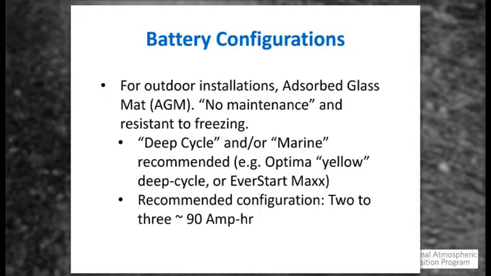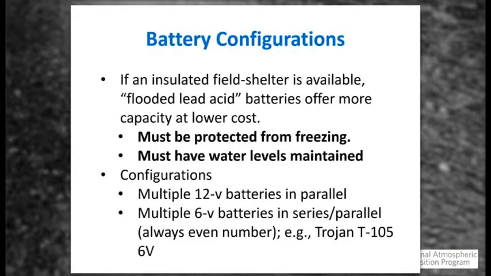Battery configurations. If you're solely outdoors, if you don't have any kind of field shelter, we do recommend the absorbed glass mat, AGM. That will be most of you. They are billed as no maintenance. That's not strictly true, but they are resistant to freezing. We recommend deep cycle, also called marine, batteries. There's the Optima Yellow series, which is kind of the upper end of costs. Those tend to be $200 to $300 apiece. Or EverStart Max, which are commonly available at Walmart. Those are maybe $75 to $100 US each. We would recommend 2 to 3 approximately 90 amp hour batteries as a minimum to start with. Next, please.